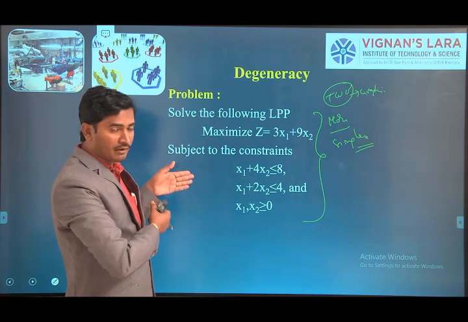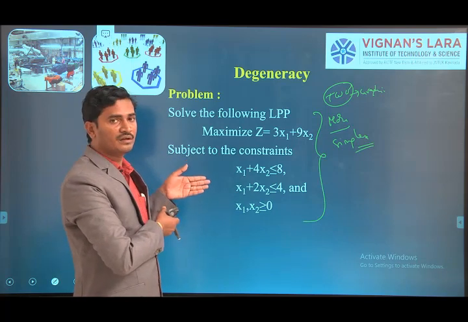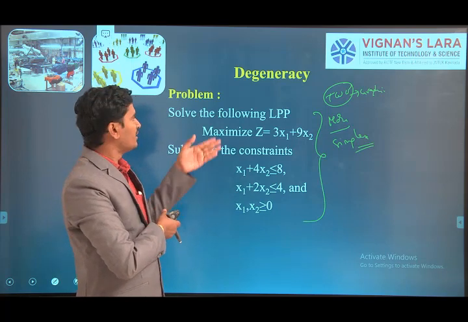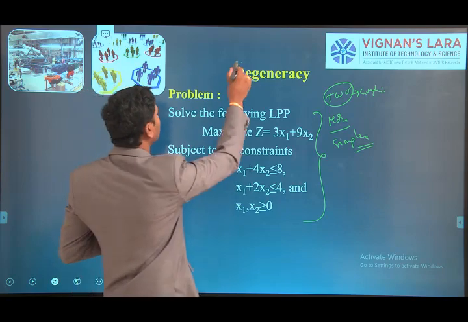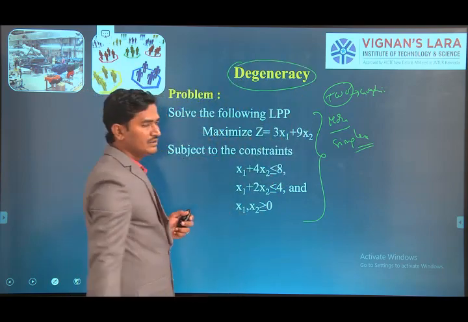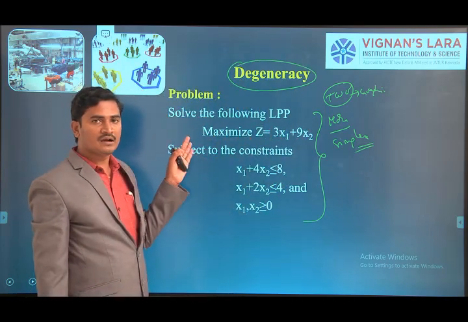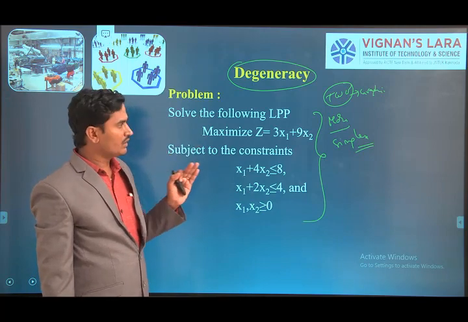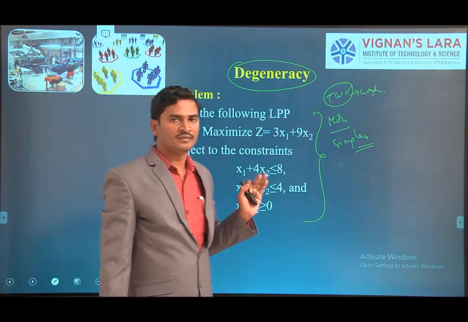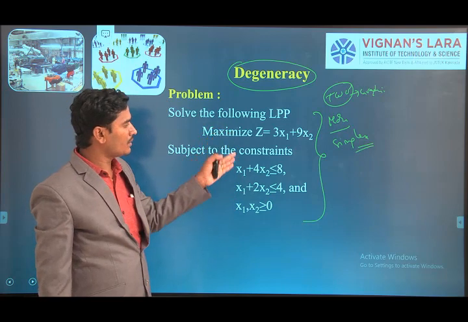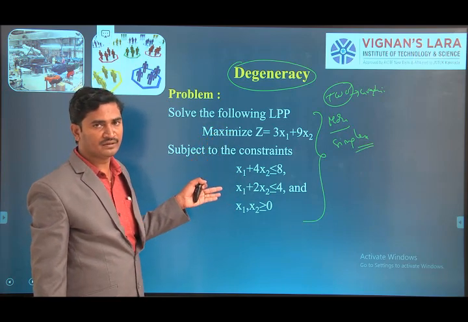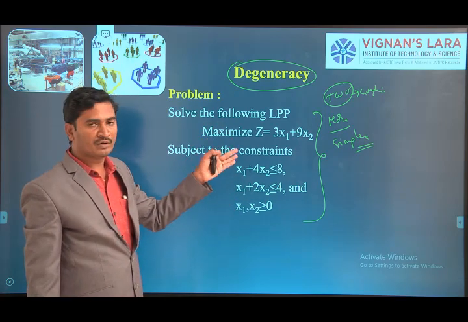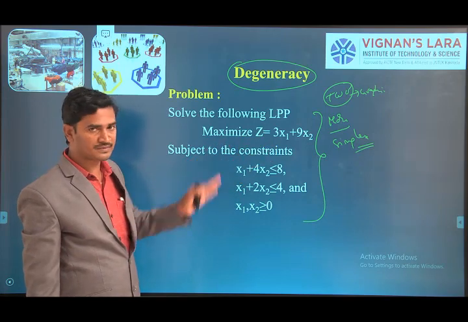But coming to our problem, in this course and this lecture, we are taking the example of degeneracy. Where do we have degeneracy? Degeneracy occurs only in simplex. There is no degeneracy in graphical. That's why we didn't solve the problem using the graphical method. Now we are going to adopt the simplex method to solve this problem.